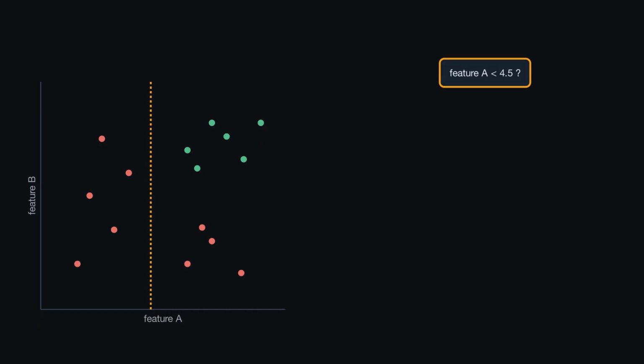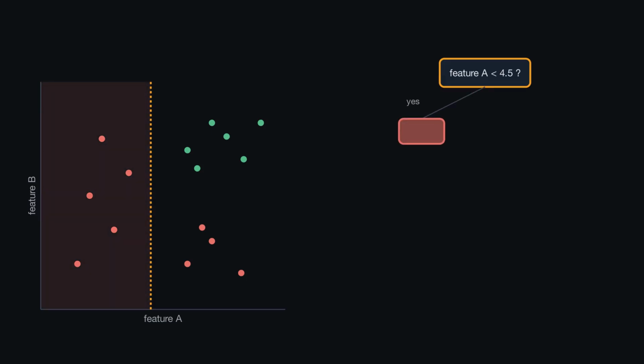That single cut peels off this whole left group. On the yes side, almost everything is red. That box is basically settled, so it becomes a leaf, a final answer. Predict red. But the no side, the right half, is still mixed. Green up top, red down low.